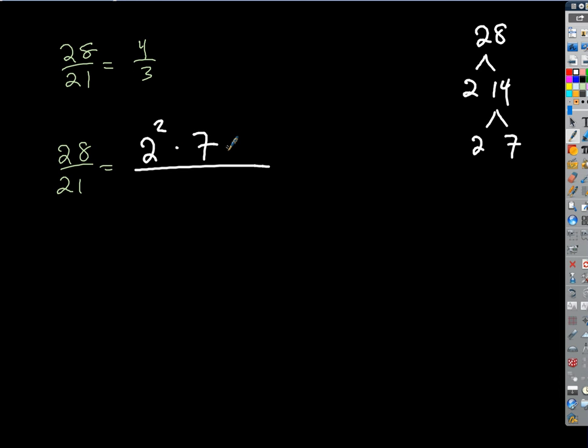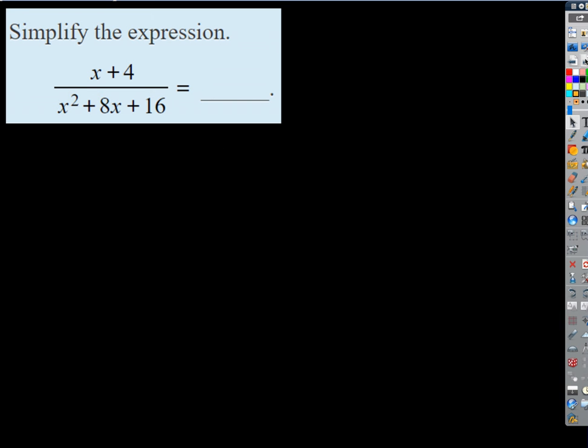What about the bottom? 21, we don't even need a factor tree. 3 times 7. Okay. And so do we have any common factors? Yeah, we do. The 7s would cancel, right? And we just end up with 2 squared over 3, which is 4 over 3. Okay? No big deal. I mean, that's review from a long time ago.